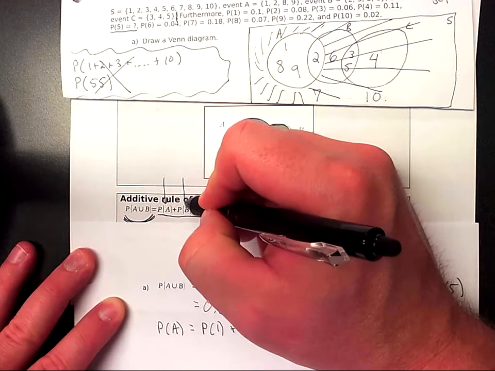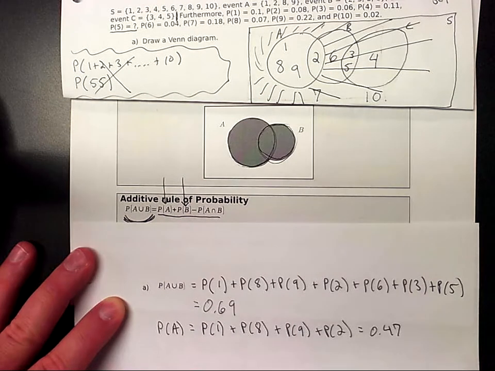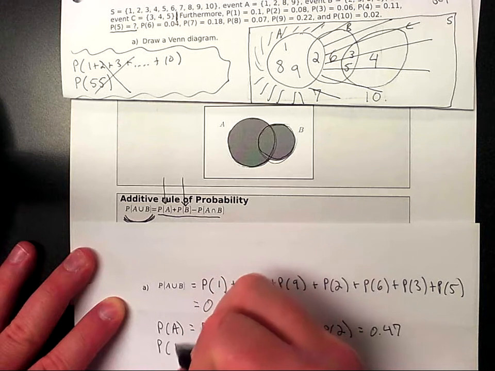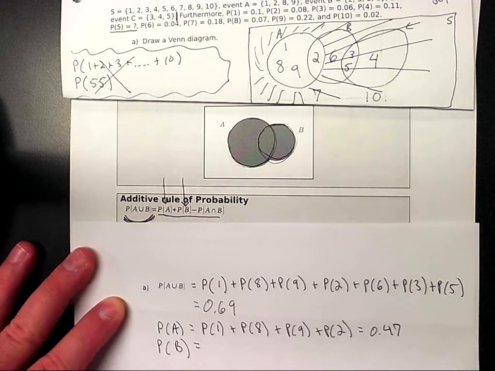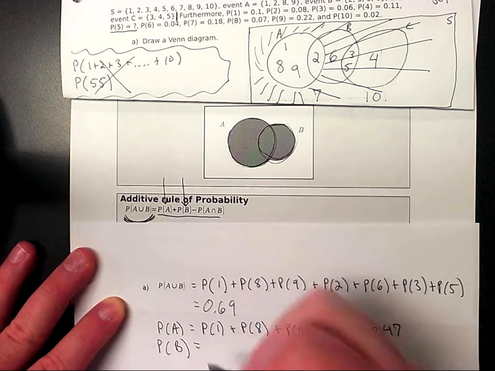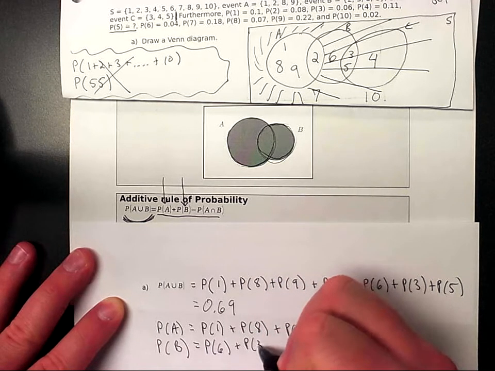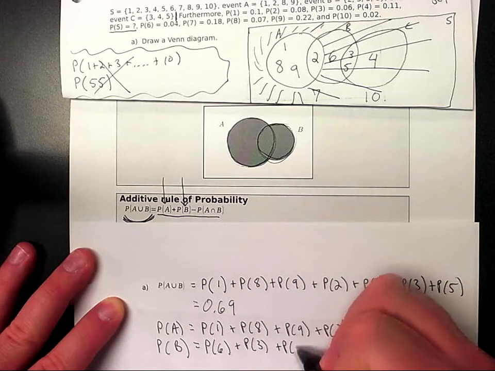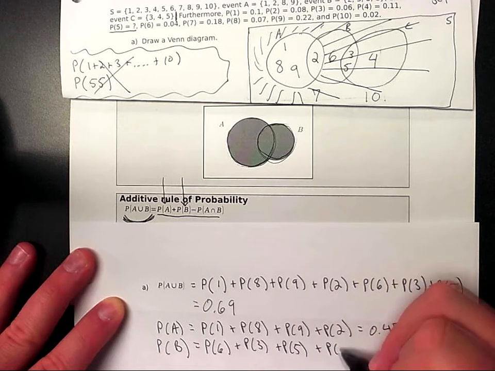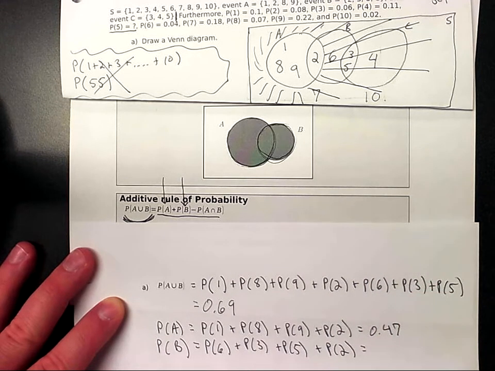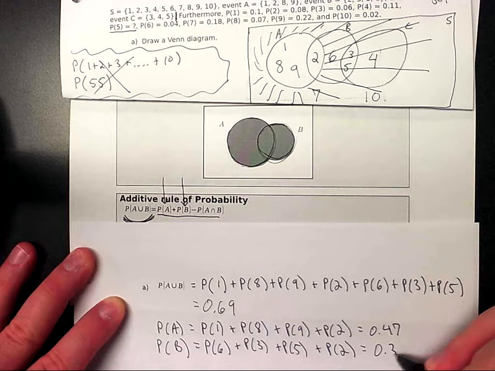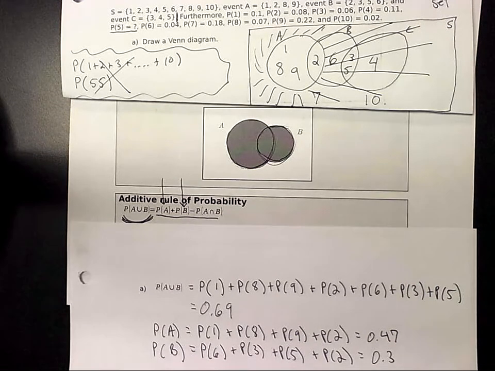The next step in our formula is to find the probability of B. So let's find the probability of B. If you want to figure out the probability of B, you're going to take the probability of 6 plus the probability of 3 plus the probability of 5 plus the probability of 2, and that's going to be what's in B. Right, is everybody good with that? We already figured this one out. What's the probability of B? 0.3 or 30%. All right.